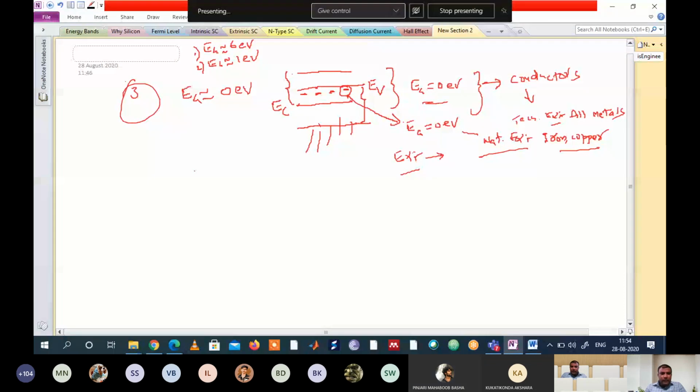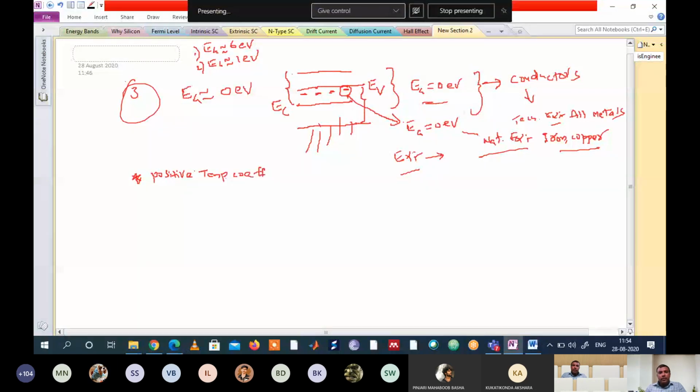Can anyone tell me, are conductors negative temperature coefficient or positive temperature coefficient? This is a very important point. Write it, all of you. Put a note, star mark: all conductors possess positive temperature coefficient.